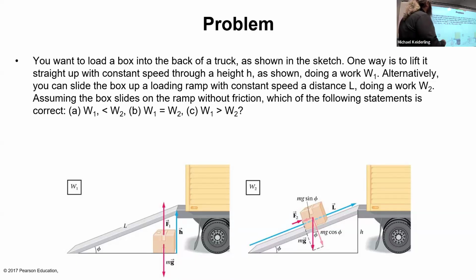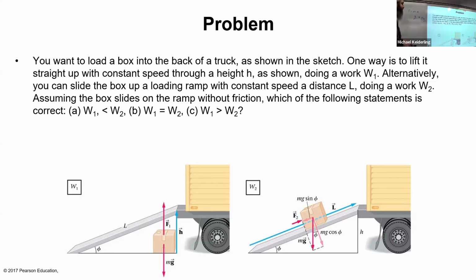Assuming the block slides on the ramp without friction, the force we would apply to slide it up the ramp is counteracting the component of gravity down the slope. So it would be mg sine phi, where phi is the angle of the ramp. Or we just have mg and the height. But we'd be traveling the whole length of the ramp. So which of the following statements is correct?